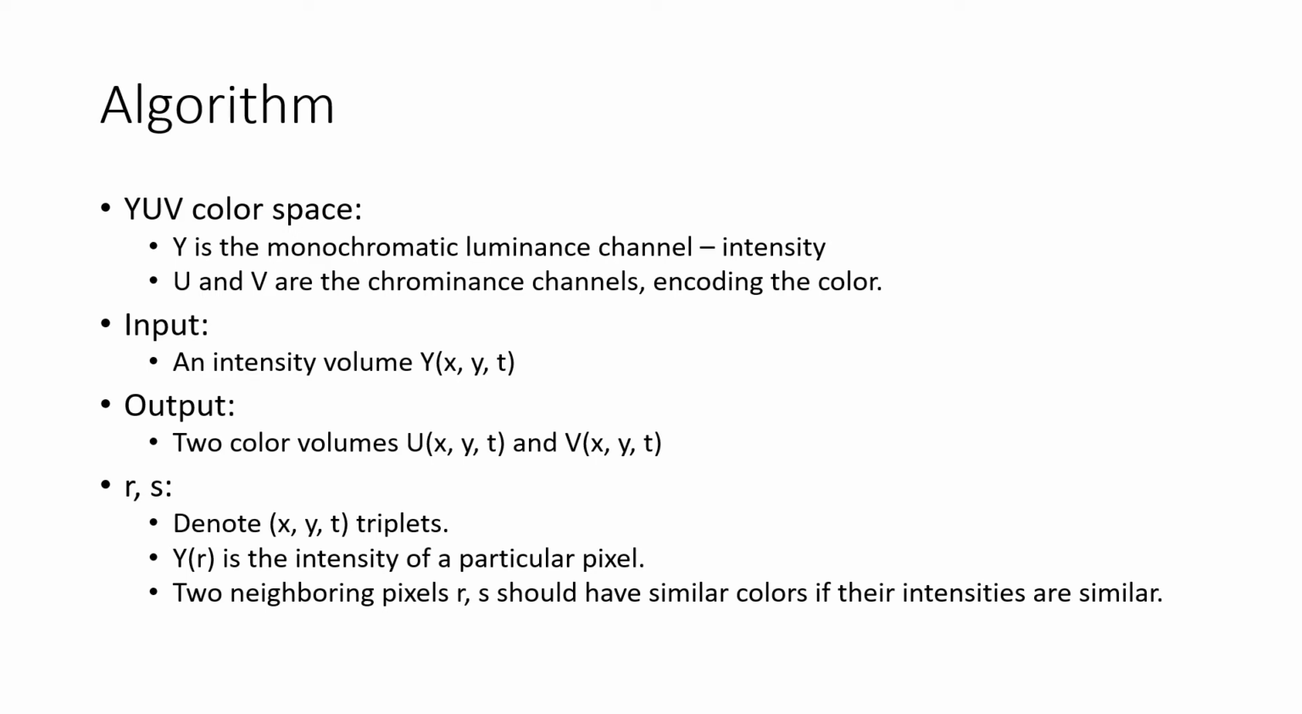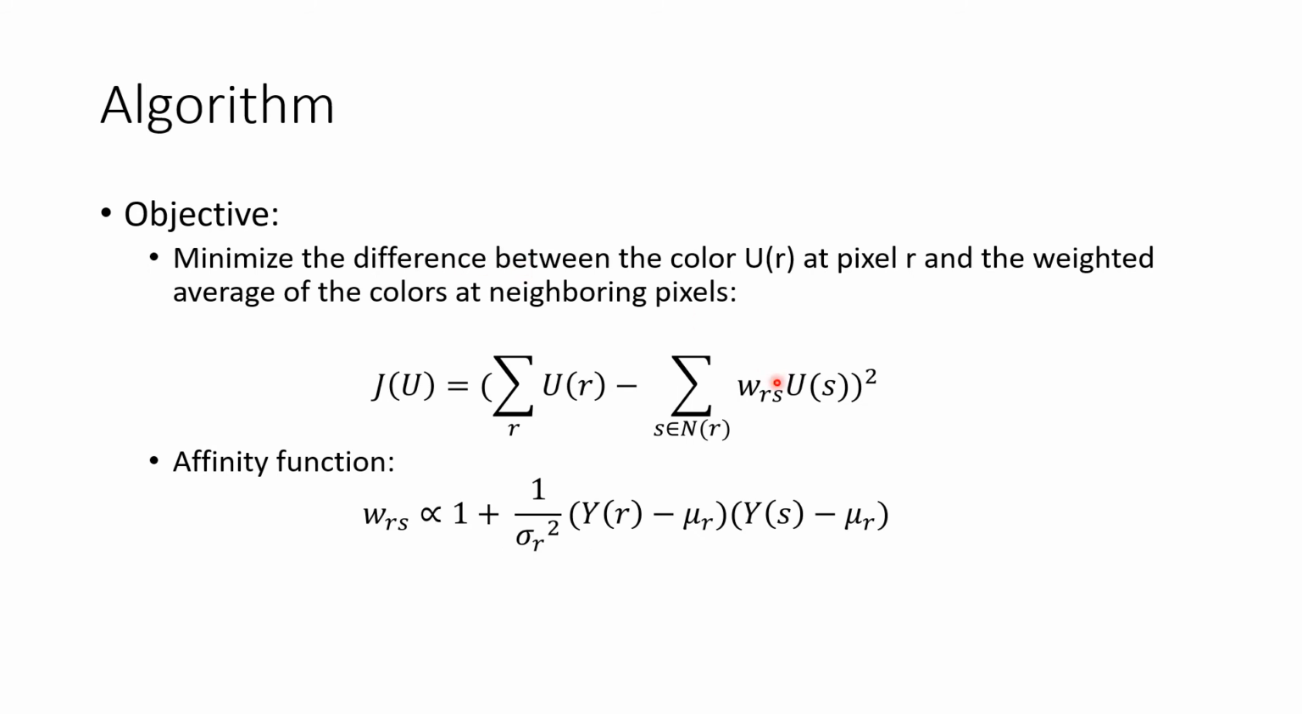So the basic concept here, using the terminologies provided by the paper, is that two neighboring pixels R and S should have similar colors if the intensities are similar. So what we are trying to accomplish is to compare the intensities of a pixel and its neighboring pixels, and if their intensities are similar, then they will have similar colors, which means color will propagate through those pixels. Go back to the previous slide.